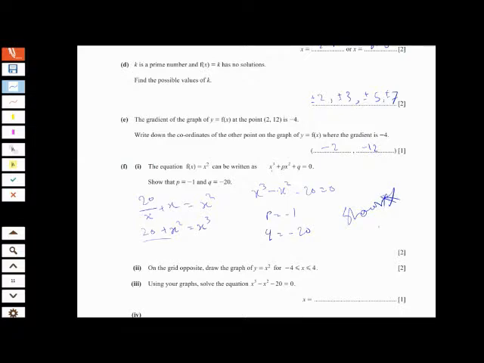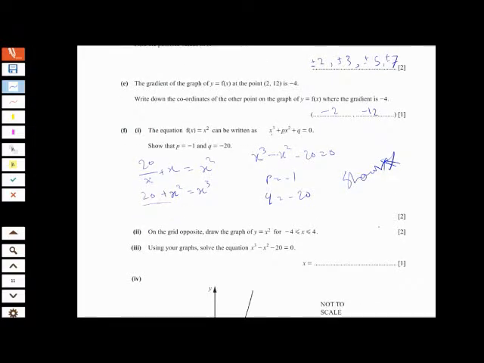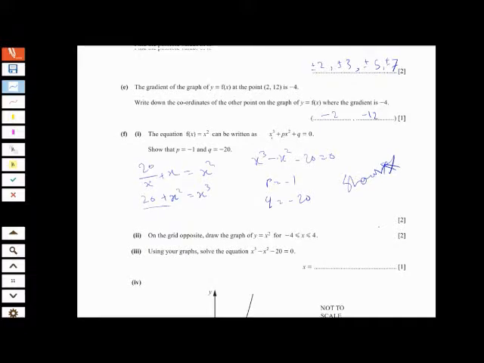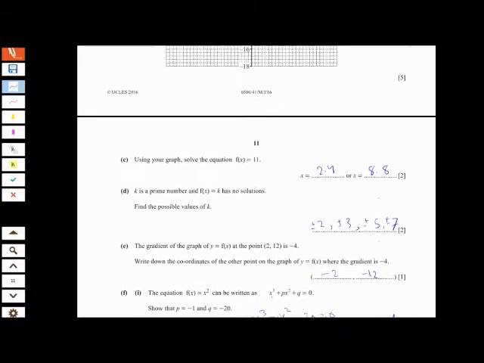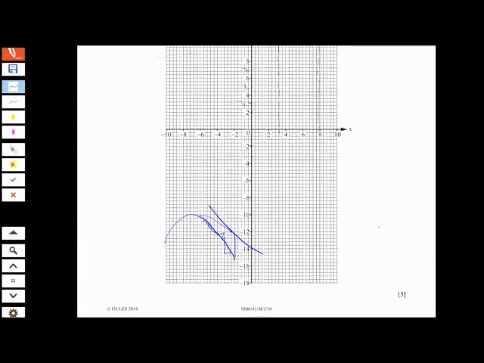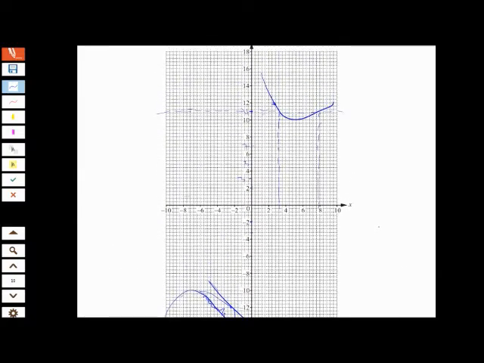On the grid opposite, draw the graph of y equals x squared for negative 4 to 4. Y equals x squared is a quadratic equation, right? Because it's x squared. So a quadratic equation, when you draw it in a graph, is going to be a parabola shape, from negative 4 to 4. That's the range you get. So basically just key in any number from negative 4 to 4, that's the range.